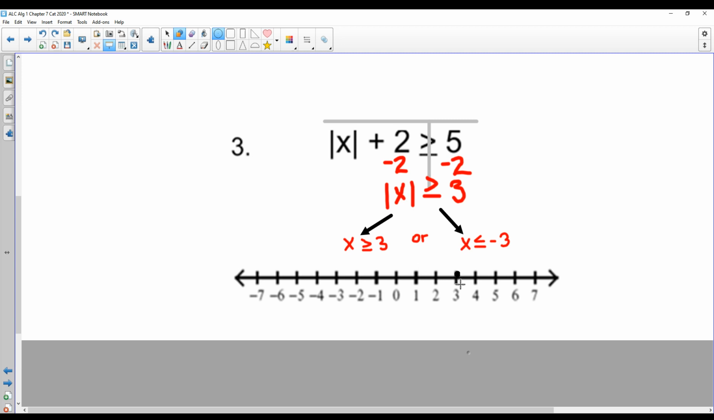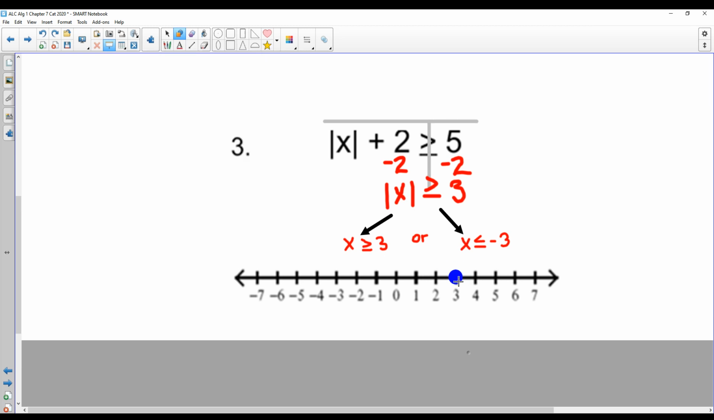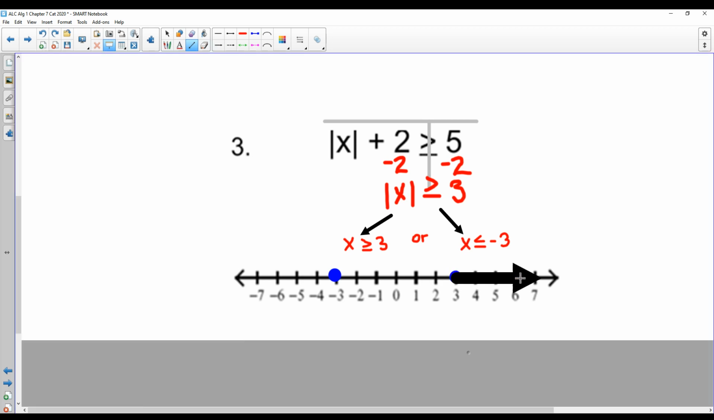So I need a dot at 3. And because Fred has a mustache, is it going to be hollow or is it going to be solid? The correct answer is it's going to be solid. So we're going to put a solid dot at 3. And where else are we going to put a solid dot? That's right, -3. So I'll put that right there. And then we're looking for values that x is larger than 3. So when I shade this, am I going to shade to the left or to the right? The correct answer is to the right.